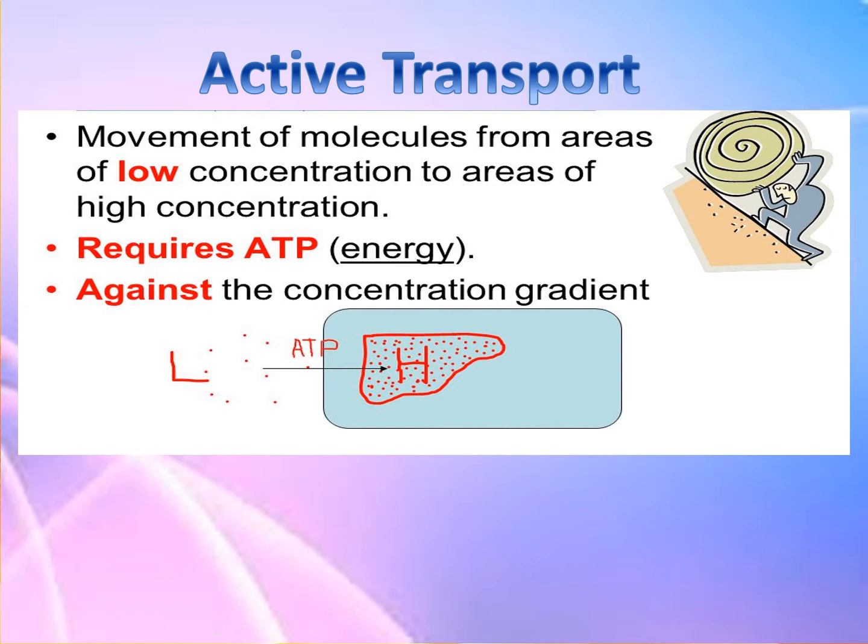It can do this by another process. What is that? That process is active transport: movement of molecules from areas of low concentration to areas of high concentration. You can see a picture of a man pushing a stone up. It is very easy to push a stone from up to down, but if we want to push a stone from down to up, we have to give more energy. Like that, active transport requires energy.